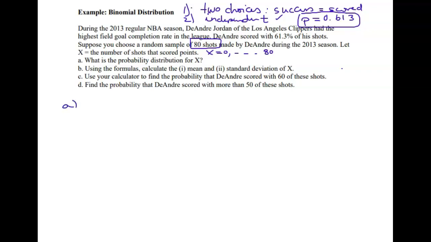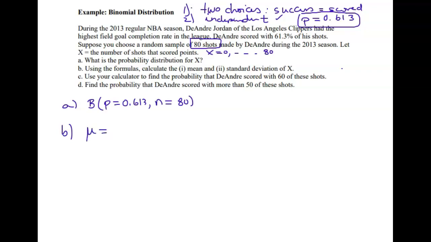So part A, what's the probability distribution of X? It's going to be a binomial distribution because two choices, independent. And then your probability of success for a single shot is 0.613, and the sample size is 80. So that's the information that you need to give there. Now, using the formula, calculate the mean and standard deviation.